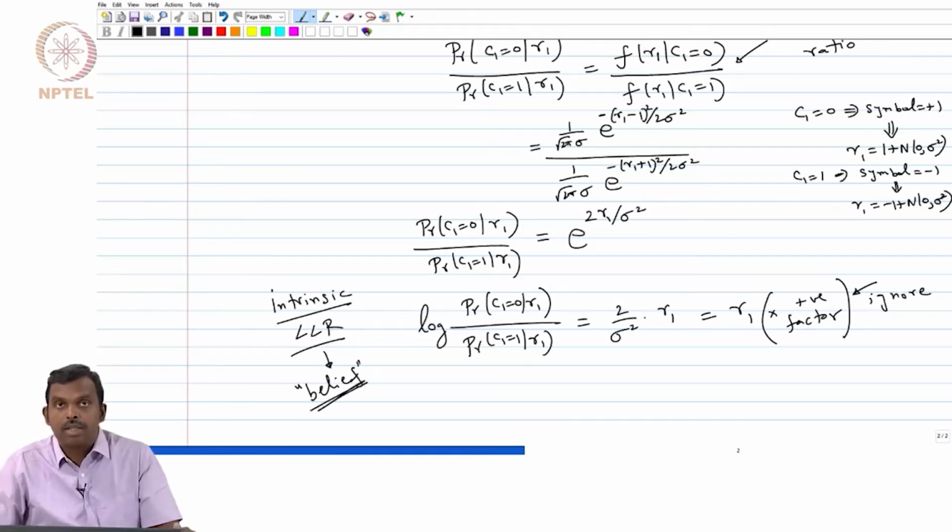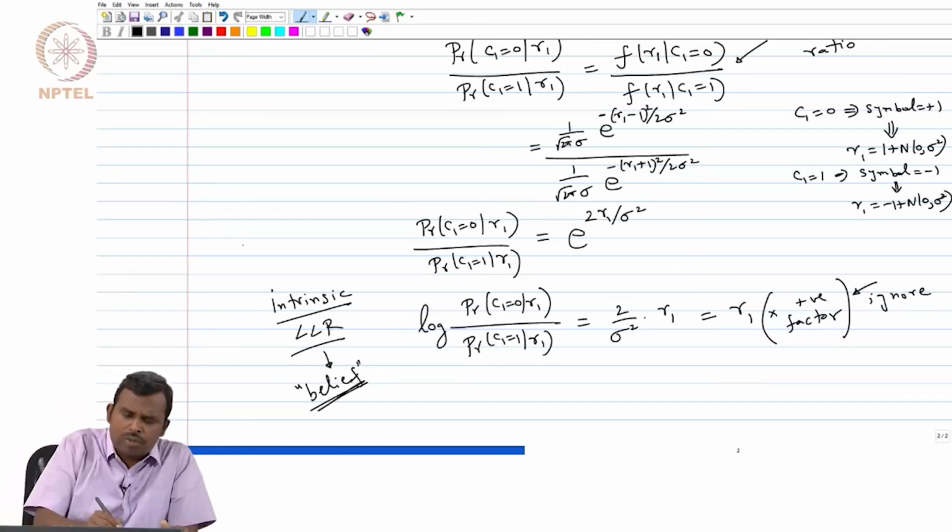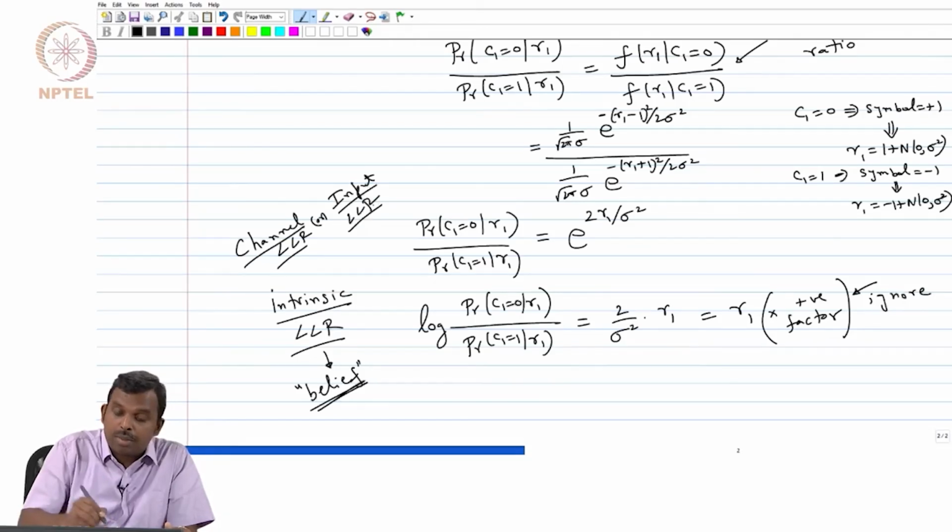Okay, so this is just the intrinsic LLR. It's also referred to as the channel LLR or input LLR. Okay, so this is something important to remember.